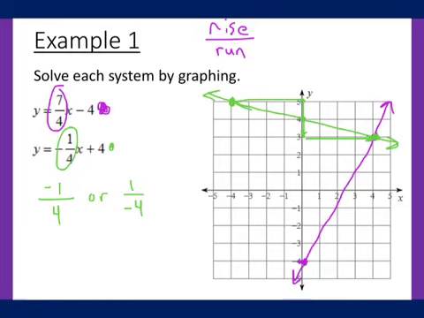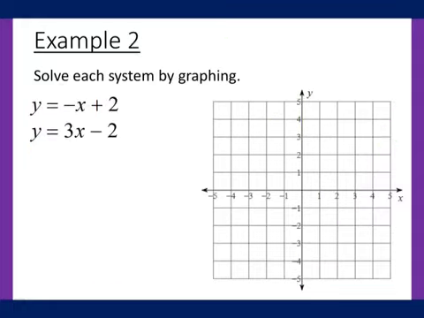But here's what's important. This point where they intersect, that's a point x comma y. The x value is 4, the y value is 3. Our answer to this problem is 4, 3. Well, let's try another one.